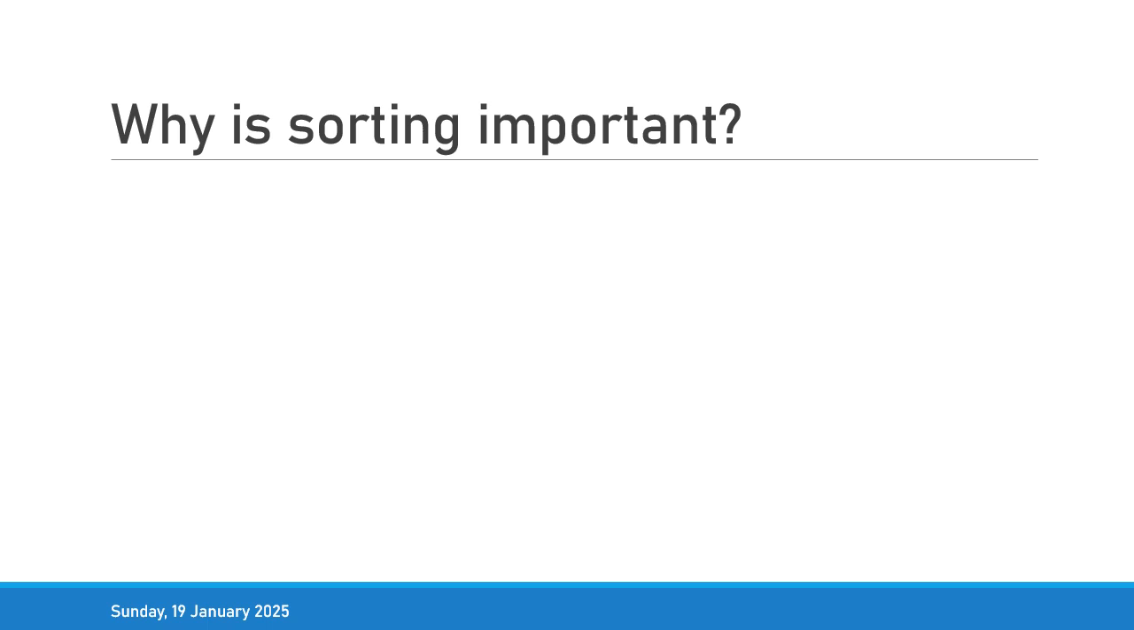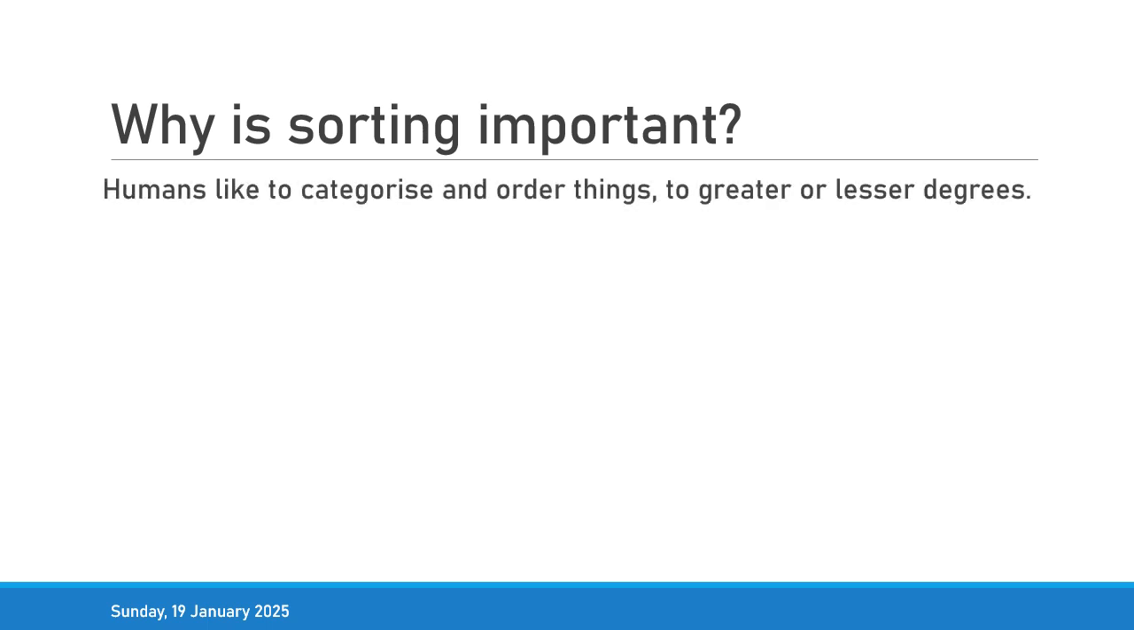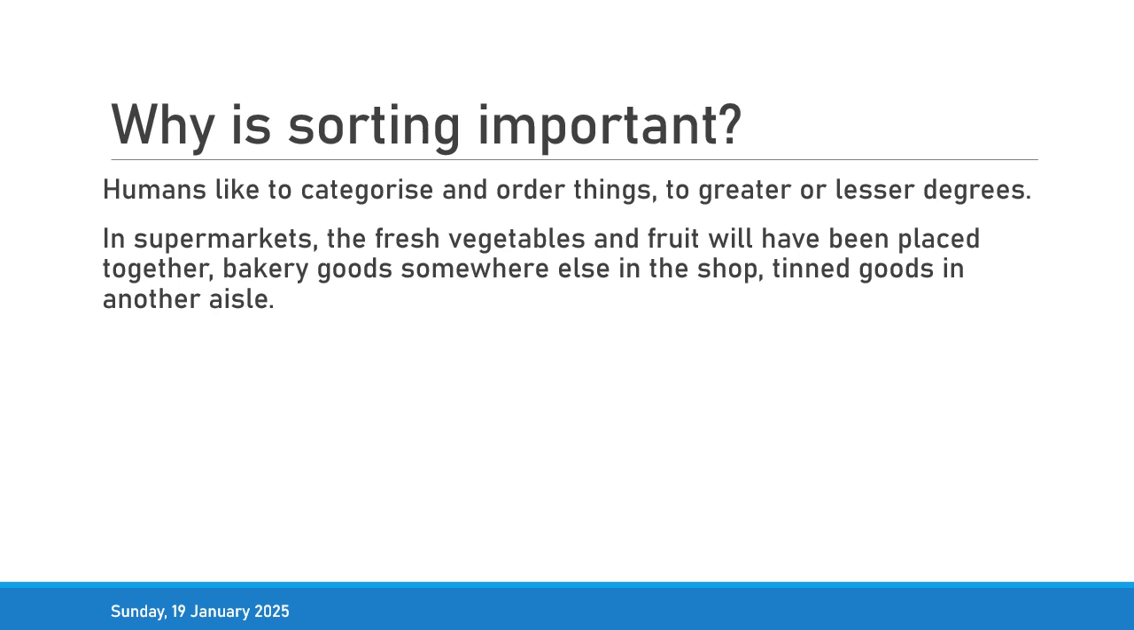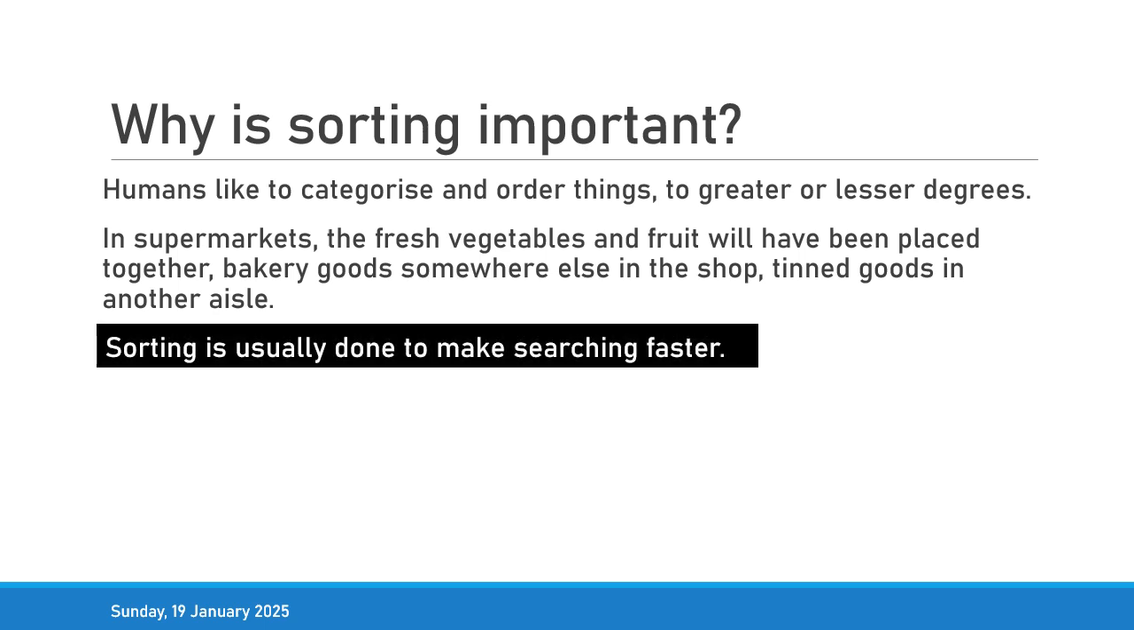Sorting is really important. Humans, we categorize things all the time just to make it easier for us to figure out where things are. We do it in supermarkets, and it's just usually done to make searching for things just a lot faster.